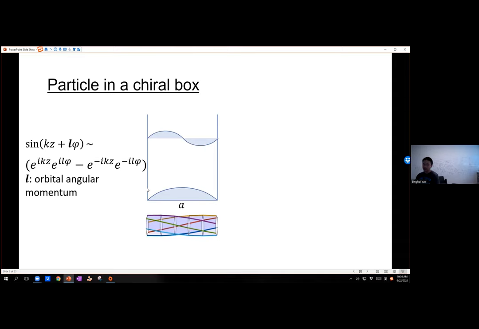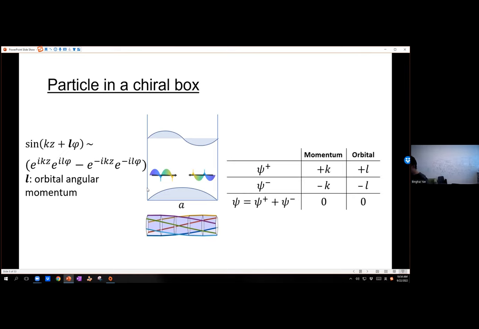Now this wave function, mathematically, we can write into two parts, like a superposition of two waves. Actually, this is a superposition of two chiral waves. In other words, a plane wave is a wave with orbital angular momentum zero. If we make it chiral, then this orbital angular momentum is not necessarily zero, and we can get values like plus one and minus one. One summary is that in a chiral box, the electron not only has momentum, it also has orbital angular momentum.